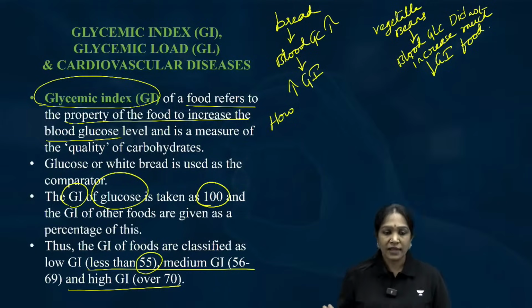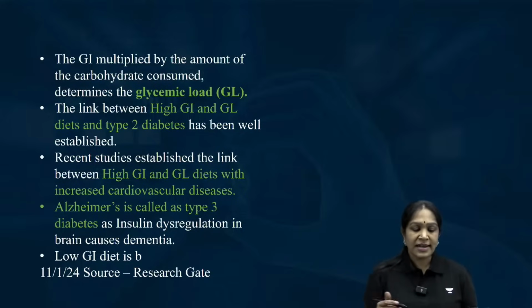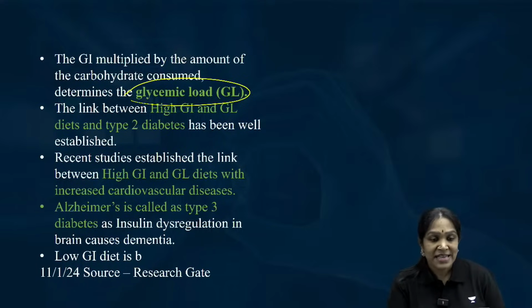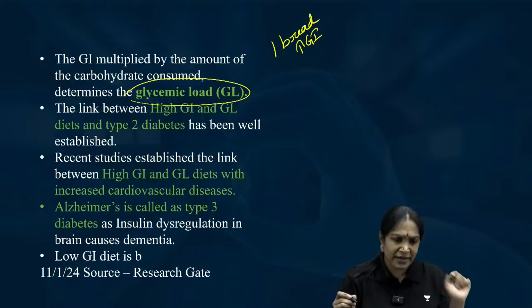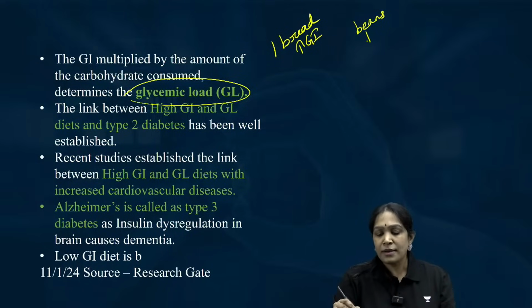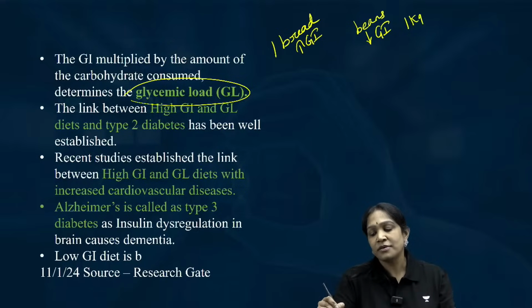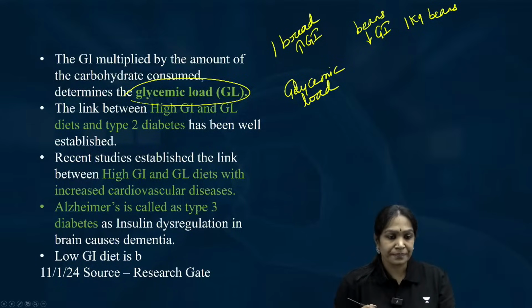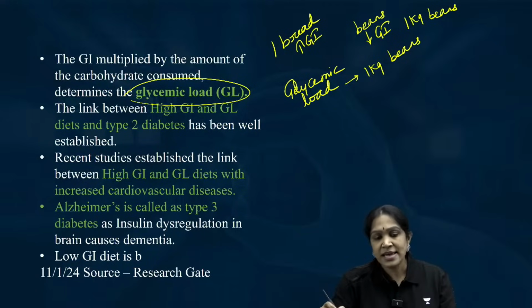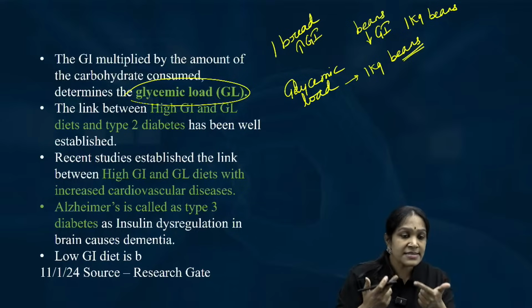Is it clear? Right. Then there is another concept called glycemic load. What do you mean by glycemic load? For example, you have eaten one bread. The bread is high GI, but you have eaten only one bread. Beans is low GI, but you have eaten 1 kg beans. In which case the glycemic load is more? The glycemic load is more with 1 kg beans. Actually, beans is a healthy diet. Its glycemic index is less.